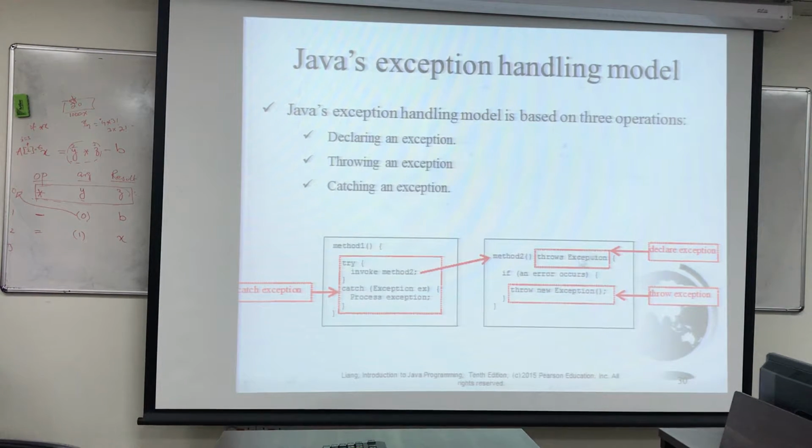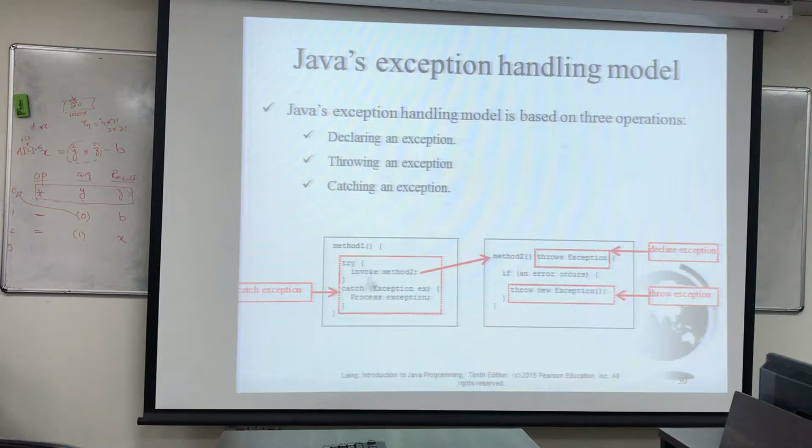Sometimes questions come from these concepts. So method 1 is calling or invoking method 2. If an exception occurs, this exception will be returned back to method 1, right? That's the main idea. So method 2 is not responsible for handling the exception. Method 2 in this case is responsible only for throwing the exception back to method 1. Method 1 is the one handling the exception. So you have try and catch here, right?